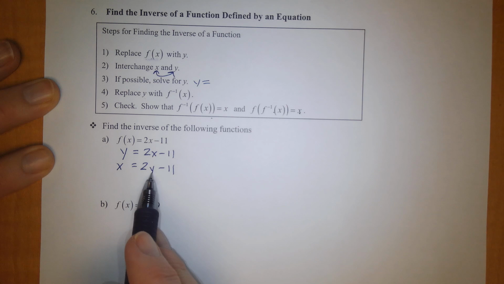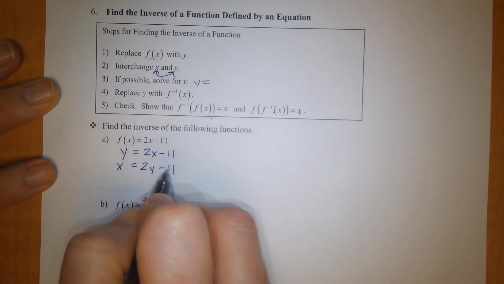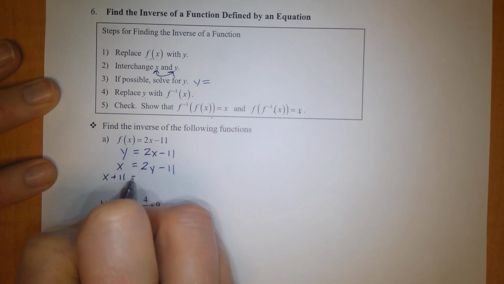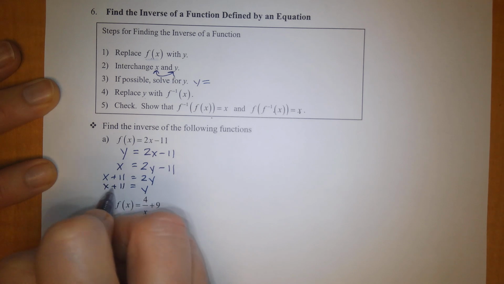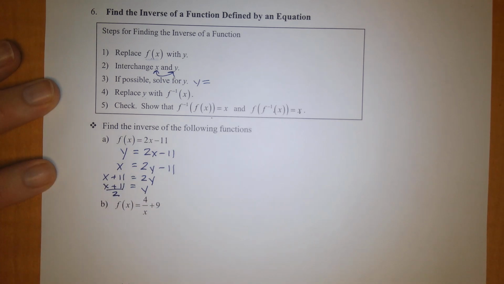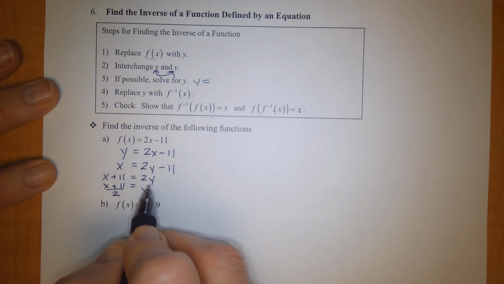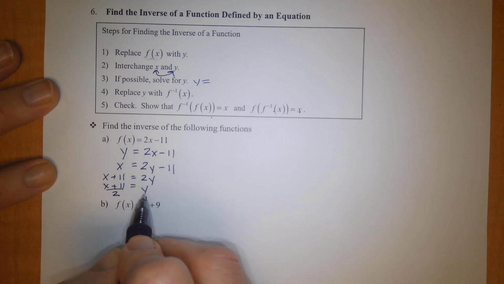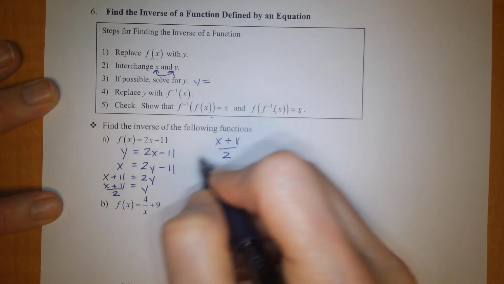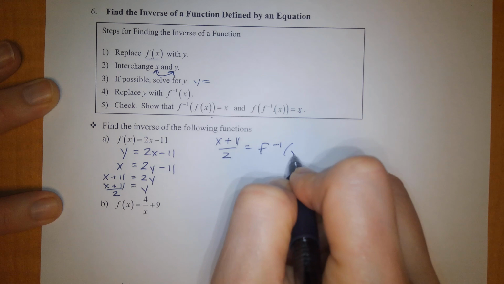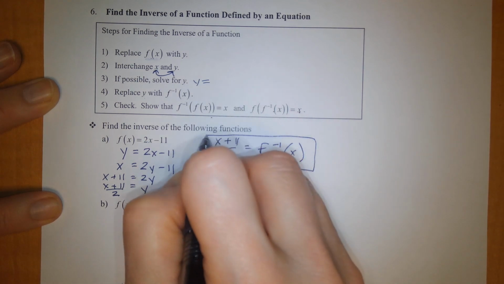Now solve for y. The goal is to get y all by itself. So I could add 11 and divide by 2. Now, once I have solved for y, I want to exchange the y for the function f of negative 1. So I'm going to replace the y with its name, which is the inverse of the function.